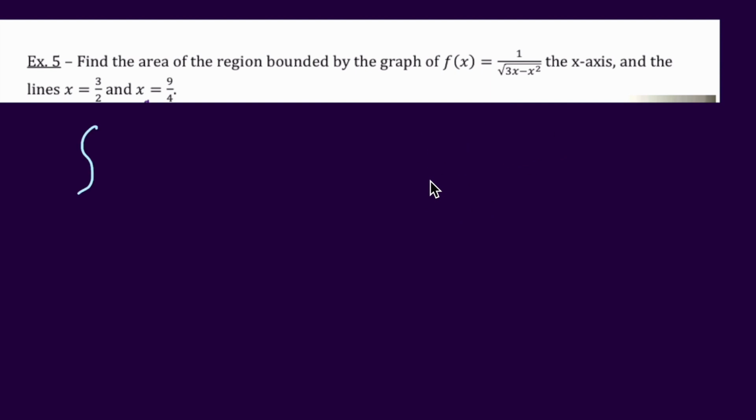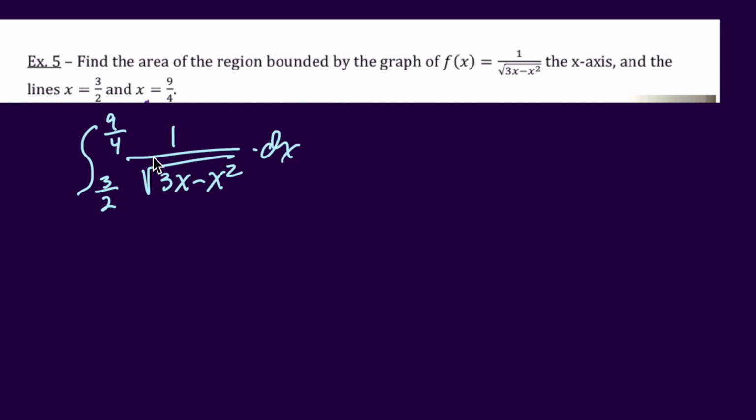Okay, so we're going to take the integral from x equals 3/2 to x equals 9/4 of 1 over the square root of 3x minus x squared dx. Now, there's a 1 here, so we're suspicious we might be able to use trigonometric functions. But we really don't have it set up here. Here we have x with both terms, so we can't really establish an a term, which would be a constant, and a u term, which would contain x. So based on the last problem, we're going to consider completing the square here.